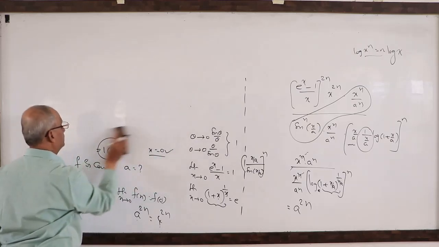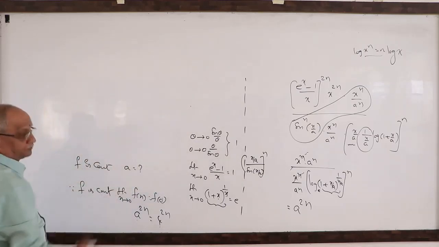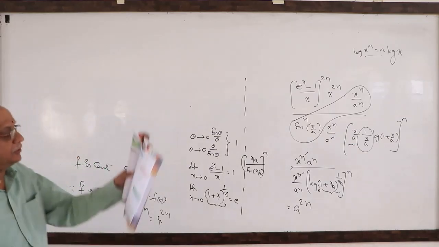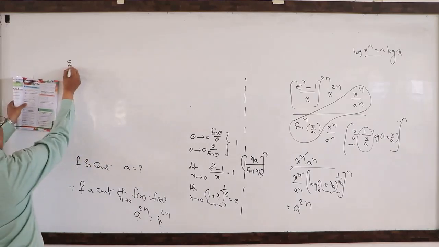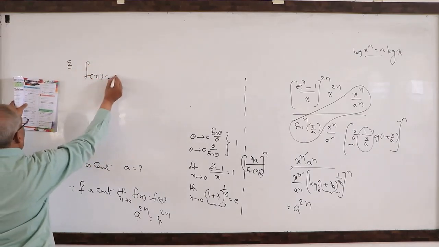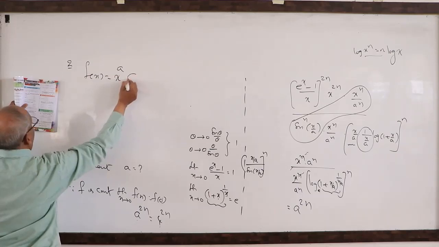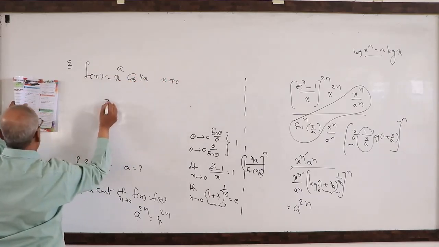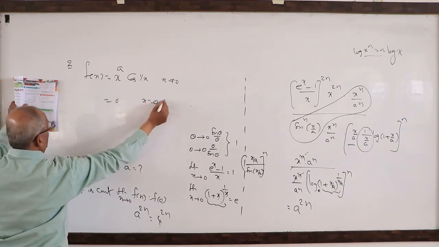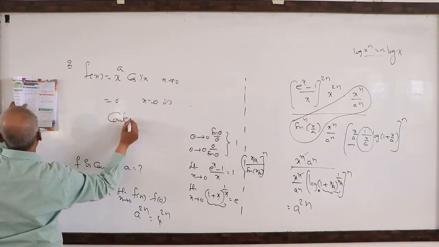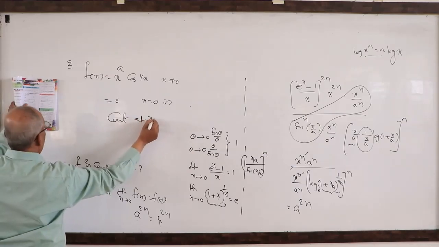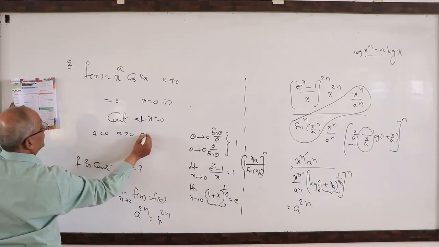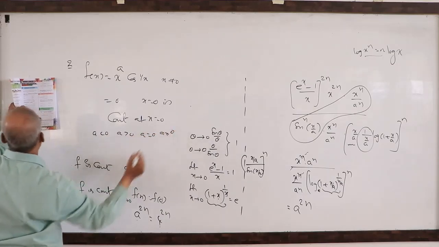So second problem is f of x is equal to x power a cos of 1 by x for x not 0, and 0 when x is 0, is continuous at 0. Then a negative, a positive, a greater than or equal to 0. These are the answers.